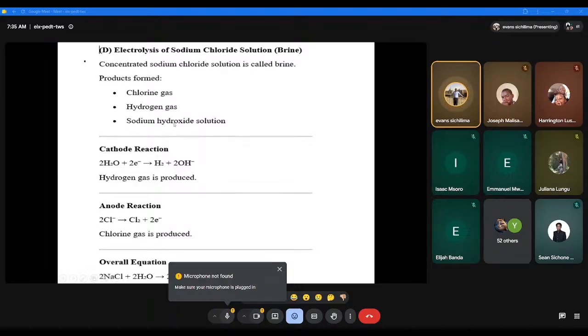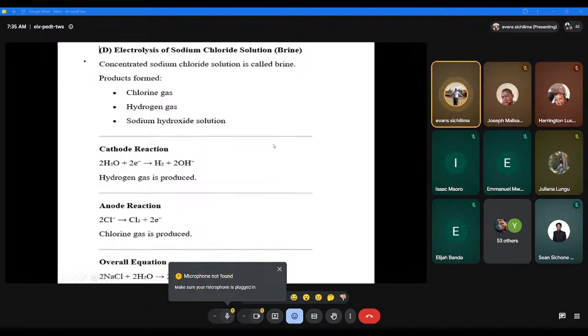So these are the major products that are formed in this electrolysis, or the application of electrolysis in the decomposition of sodium chloride solution. So this is the overall reaction. So sodium chloride reacting with water as an electrolyte in the electrolysis process will give you sodium hydroxide, hydrogen gas, and chlorine gas.